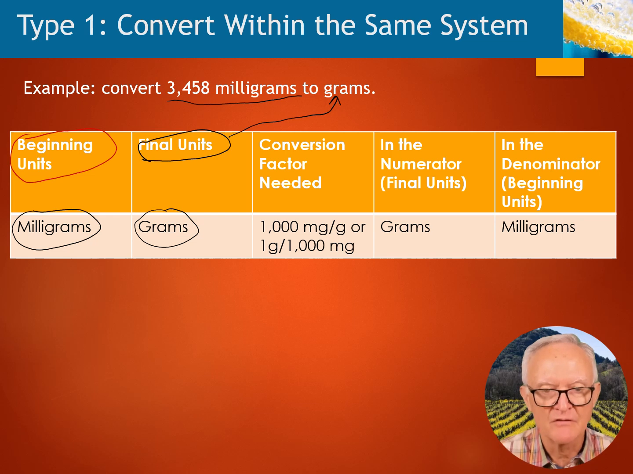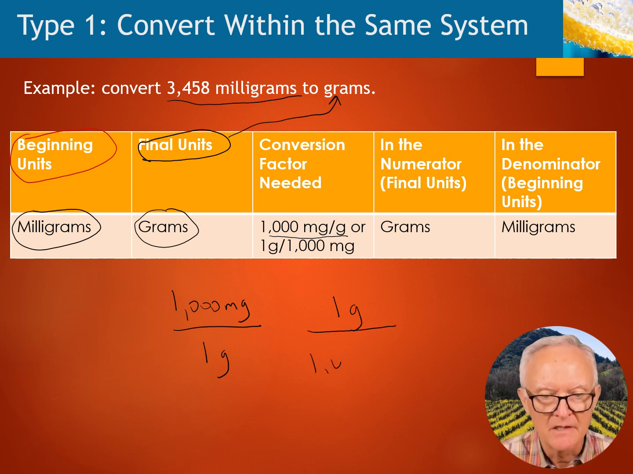So what conversion factor do we need? We need to convert milligrams to grams. So how are milligrams and grams related? Well, we know there are 1,000 milligrams in 1 gram. And we can write that either way. We can write it as 1,000 milligrams in the numerator per 1 gram, or we can write the same relationship as 1 gram containing 1,000 milligrams. Same relationship, just written with different things in the numerator and the denominator.